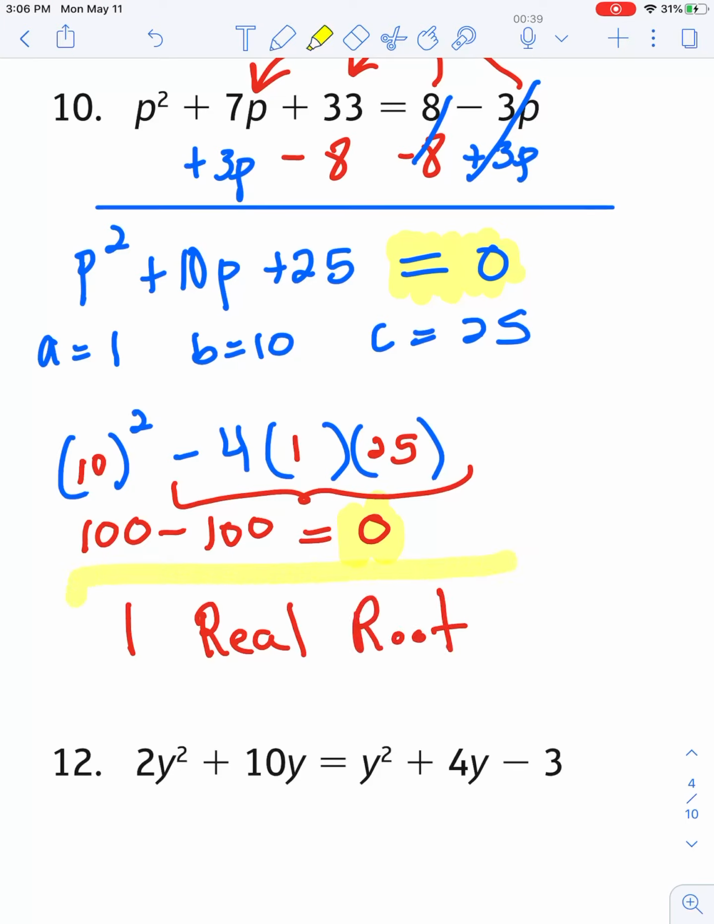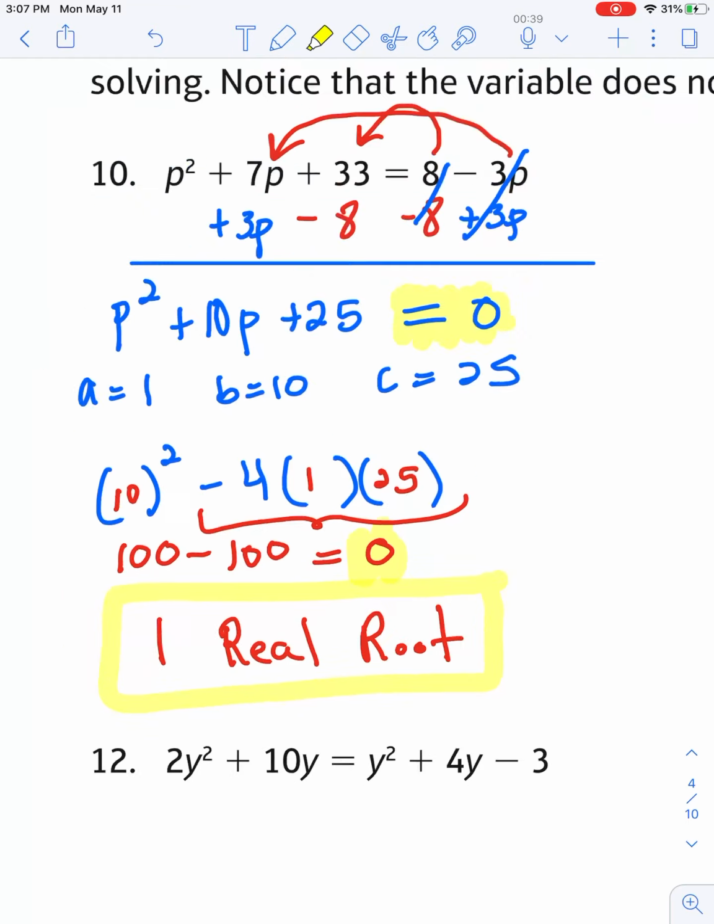So when they say explain the nature of the root without solving, it means use the discriminant b squared minus 4ac to tell me how many roots exist, if any at all. So you're not telling me what they are, what the x-intercepts are. You don't have to go that far today. That's going to be next Tuesday's assignment. Okay, today we're just going to determine if it's a positive, a negative, or a 0, and if any roots exist. So that's the goal for today.